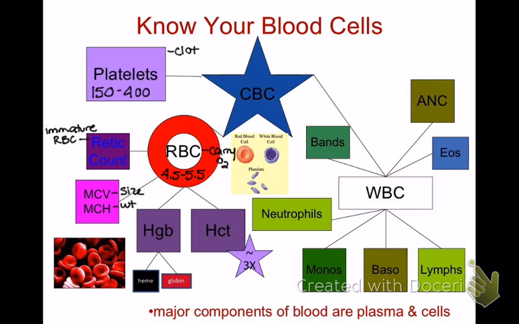Your MCV and your MCH are just the size and weight of the red blood cell. We don't get into that too specifically in this course, but they'll talk about hypochromic, microcytic anemias. You'll hear those terms. That's what the MCV and MCH tell you.